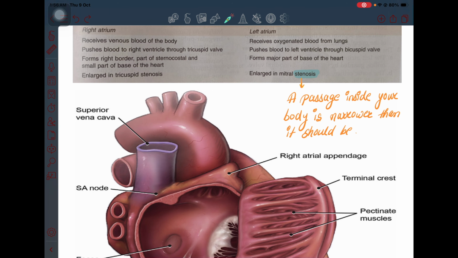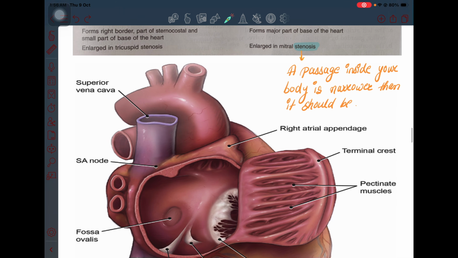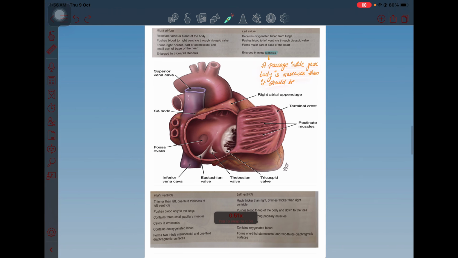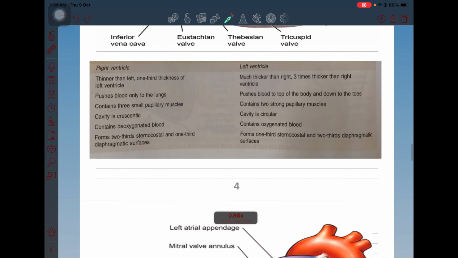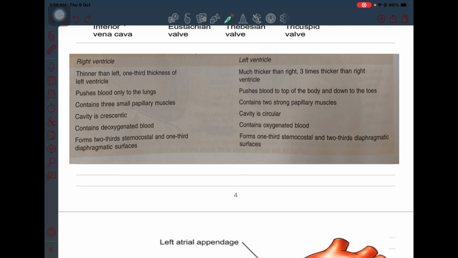The right atrium is enlarged in tricuspid stenosis, whereas the left atrium is enlarged in mitral stenosis. You might be wondering, what is the word stenosis? Stenosis is a small passage inside your body which is narrower than it should be. Next, we have the ventricles, right ventricle and the left ventricle.